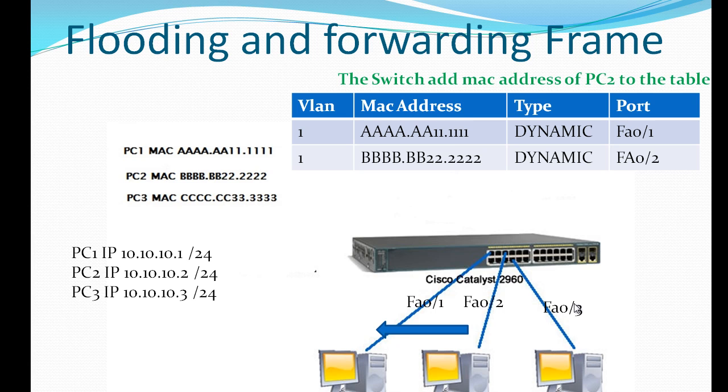But in this case, the switch already has an entry. Let's look at it. It has an entry for the PC1 MAC address. So instead of sending out the information to all ports, the switch will send the information just to PC1, on port FA0/1. This is the communication that takes place. So the switch will forward the frame out to PC1 on FA0/1.